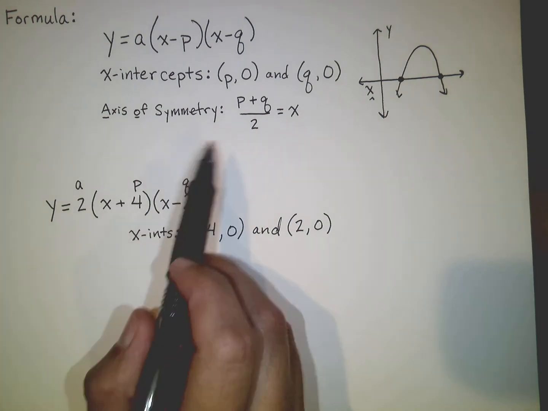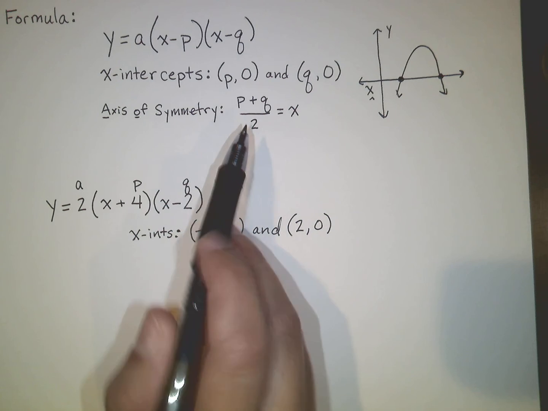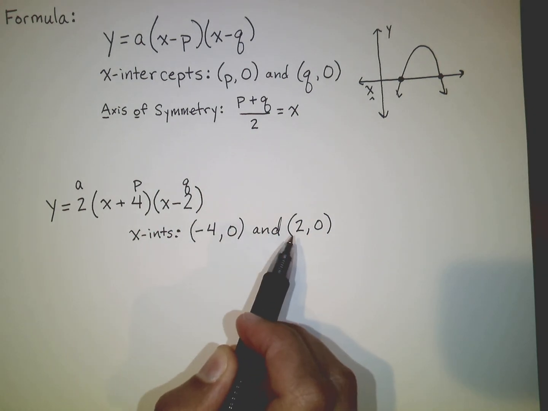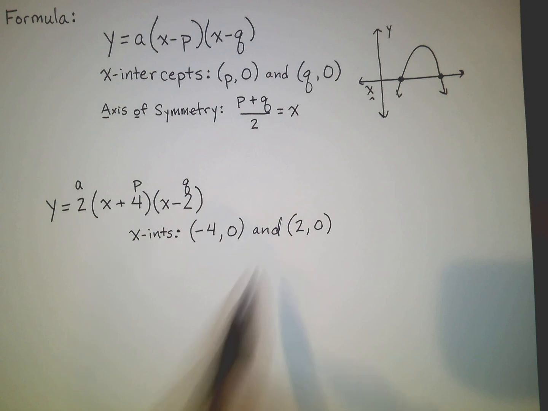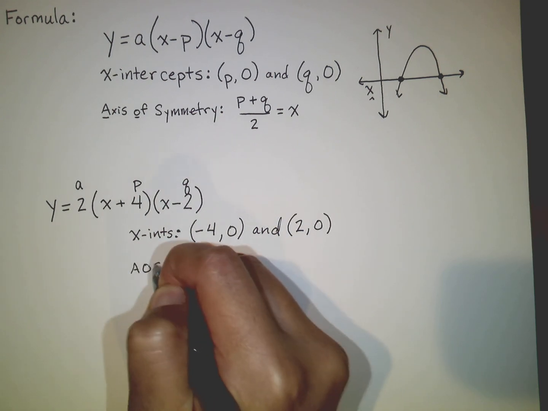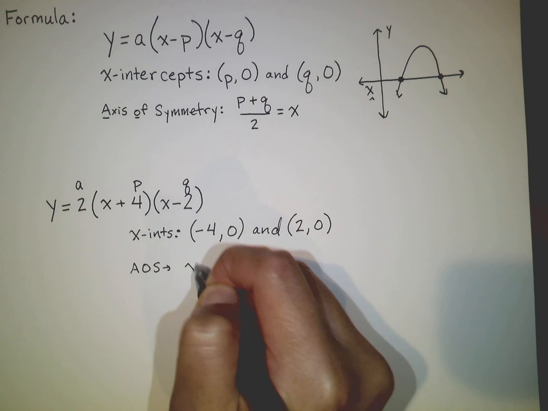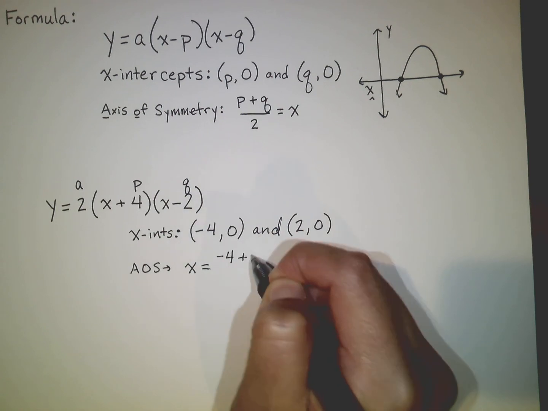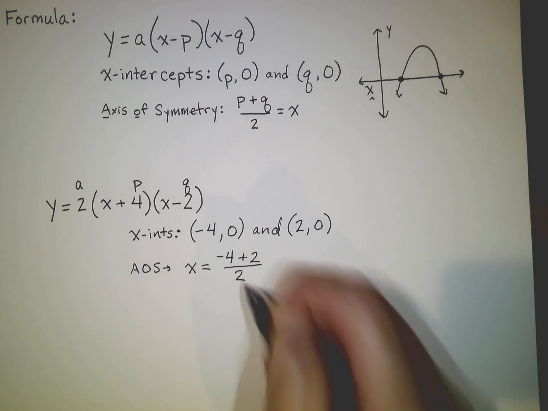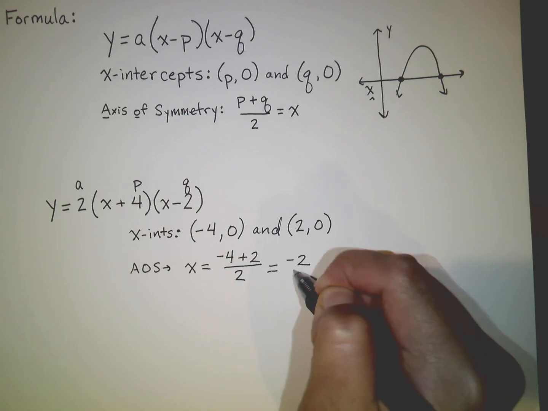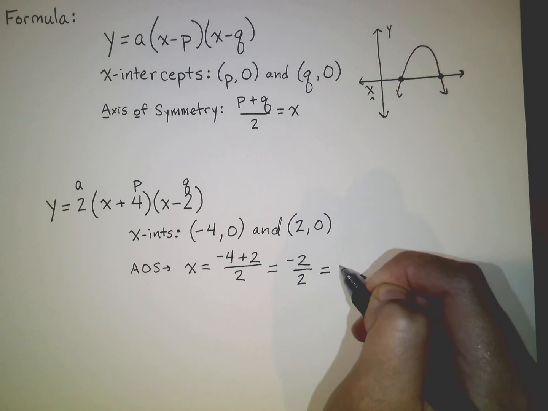Next, I'm going to find my axis of symmetry using this formula. So I'm going to use the same p and q that I used for my x-intercepts to plug into my axis of symmetry. So that's going to be AOS is x equals (negative 4 plus 2) divided by 2. So that is going to equal negative 2 over 2, which is equal to negative 1.